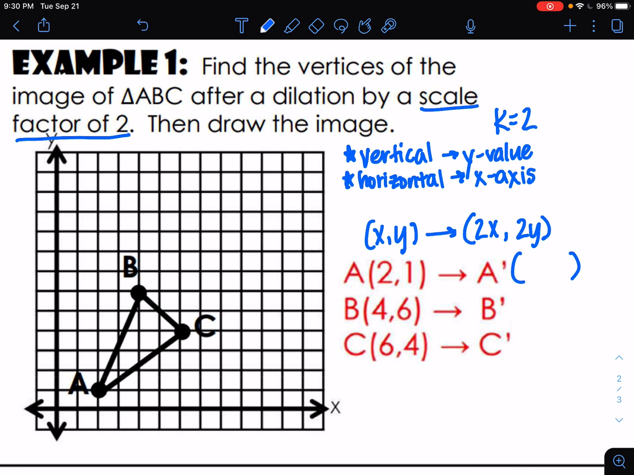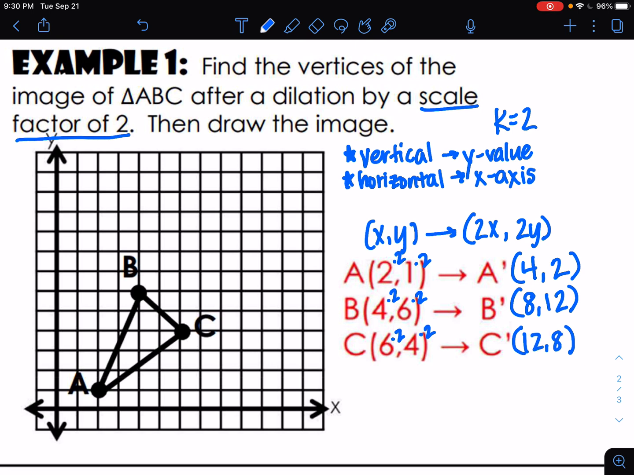So I know most of you can already do this in your head. You're going to multiply the x value 2 times 2, the y value 1 times 2. 2 times 2 is 4. 1 times 2 is 2. Easy peasy. Next one. Multiply both of them by 2. 4 times 2 is 8. 6 times 2 is 12. C prime. Multiply the x and the y value by 2. 6 times 2 is 12. 4 times 2 is 8.